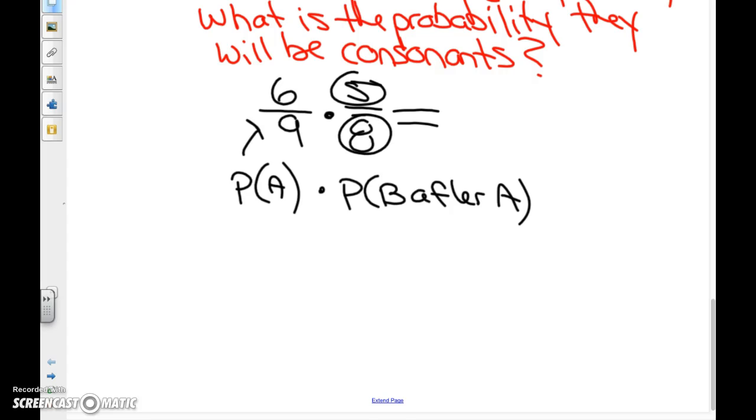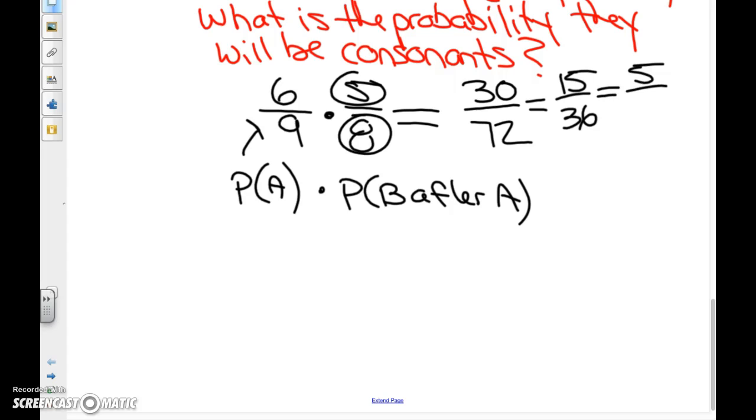Michael. And can we reduce that? To what? 30 over 72. What does this reduce to, Tricia? 15 over 36. And can we reduce that? To what, Isa? 5/12. So the probability of drawing 2 consonants from the word dependent would be 5 out of every 12 times.